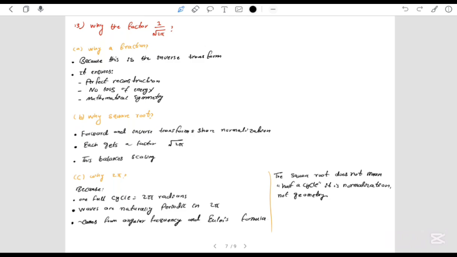Forward and inverse transforms share normalization. Each gets a factor of square root of 2 pi. This is balanced scaling. Why 2 pi? Because one full cycle is 2 pi radians. Waves are naturally periodic in 2 pi. It comes from angular frequency and Euler's formula. I want to make sure of one thing: the square root does not mean half a cycle. It's a normalization, not geometry.